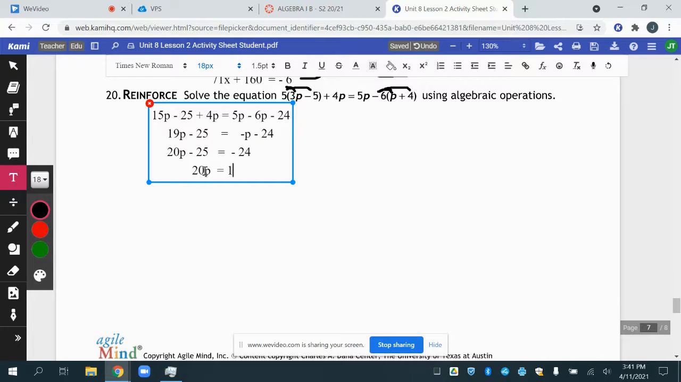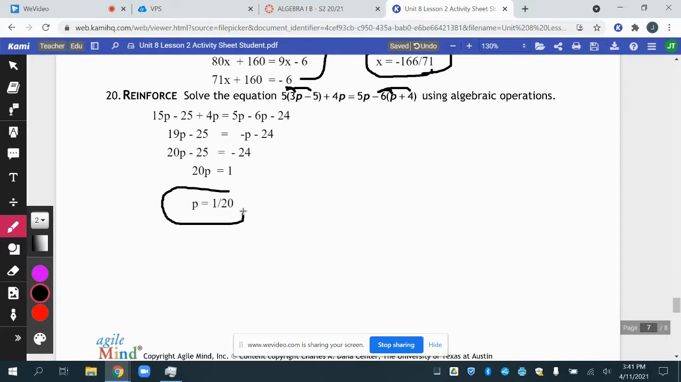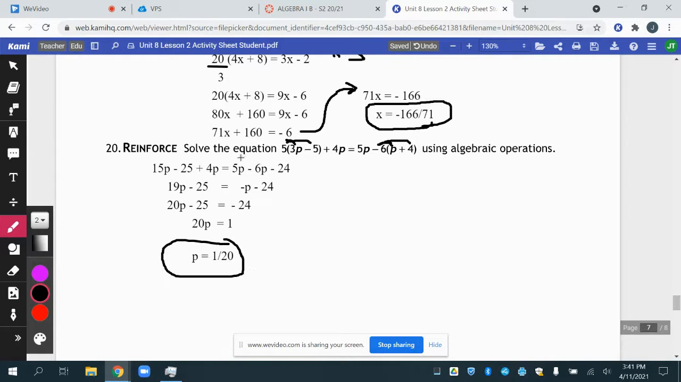Okay, so now I need to get rid of this 20. I divide by 20. I get p equals 1/20th. That's the answer. Another fraction we probably wouldn't have come up with just by looking at this.